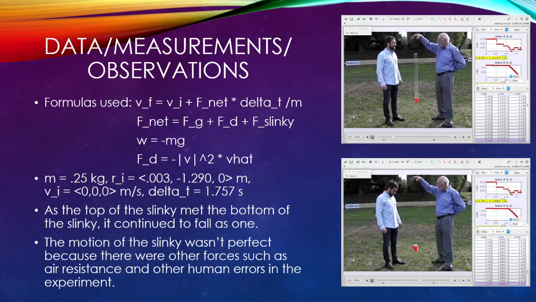So, as the top of the slinky met the bottom of the slinky, it continued to fall as one. As you can see from the images that I have on the right, it starts out where it is completely suspended and the bottom of the slinky does not move at all as the top of the slinky falls, and then they join together as one down here in the second image. The motion of the slinky wasn't perfect as it would be compared to the predicted graph because there were other forces such as air resistance and other human errors or errors that happen in real life when conducting experiments.